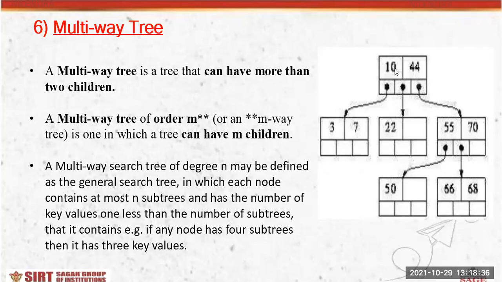Let's suppose I want to prepare a 2,3 or 2-3 tree. So what do you mean by 2-3? 2-3 means that 2 will be the key. So you can see here 2 is the key. 2 is the key means there are two data, 10 and 44 are the two data here. So you cannot exceed that particular thing. So we are following a 2-3 multi-way tree. So 2 is your key, 3 is your order.